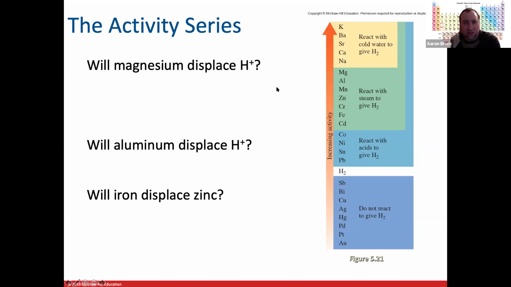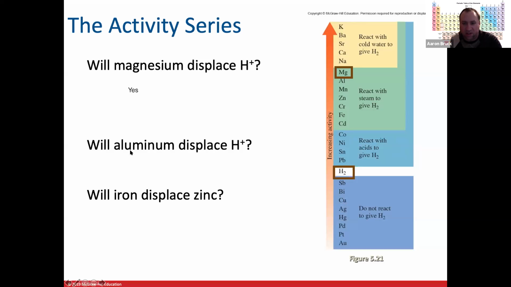So to answer these questions, will magnesium replace hydrogen? Well, we got to look. Magnesium is here. Hydrogen is here. Magnesium is higher than hydrogen on the list. So the answer is yes. Magnesium will replace the hydrogen because magnesium is higher on the activity series than hydrogen is.